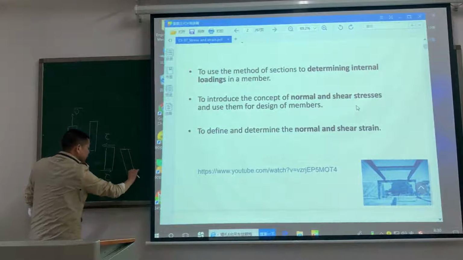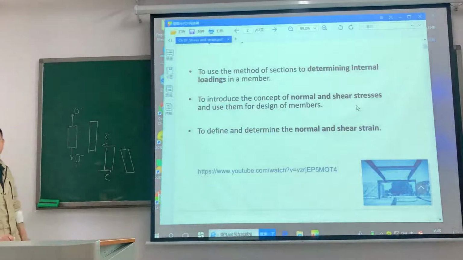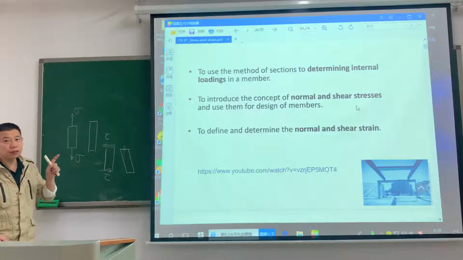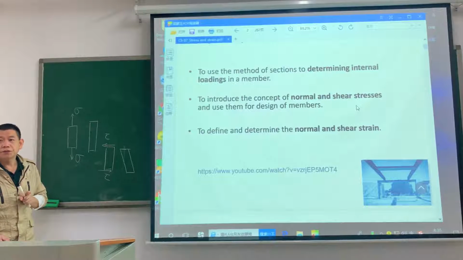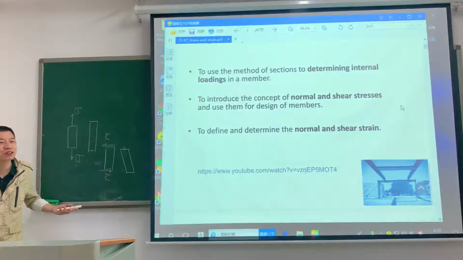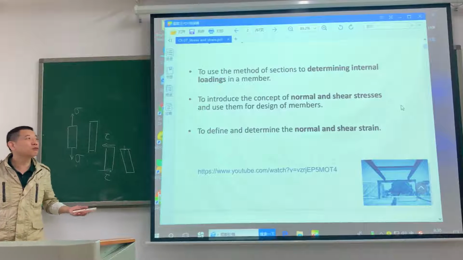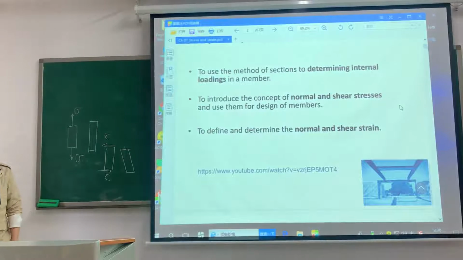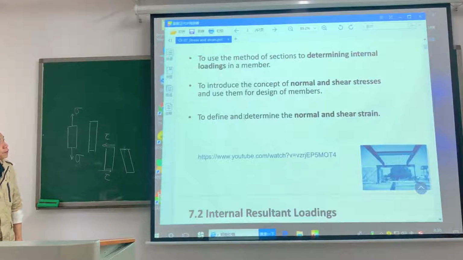That is the deformation. So it's different. There are two kinds of stress. But up to now, we don't know what is stress, what is deformation, what is strain. We don't know, yes or no? Because I haven't introduced it yet, to define and to determine normal and shear stress.